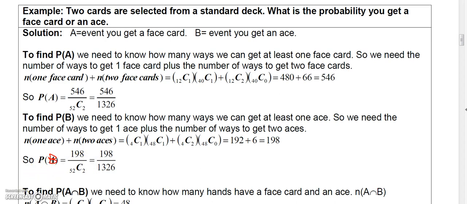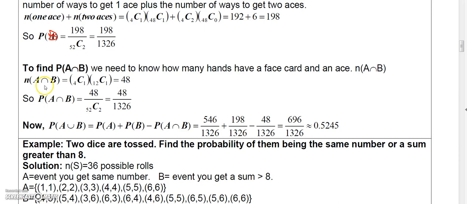Now we need to find the probability of getting both simultaneously. So in other words, of getting a face card and an ace. The number of ways to get a hand that has a face card and an ace would mean out of the 4 aces you would choose 1, and out of the 12 face cards you would choose 1. So there's 48 ways out of 1326 that you could get a hand that has an ace and a face card.